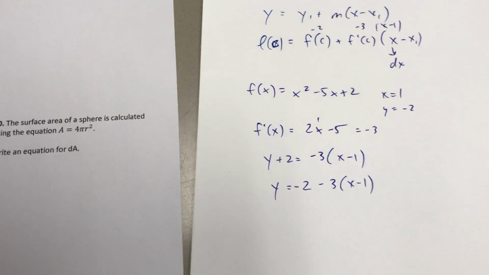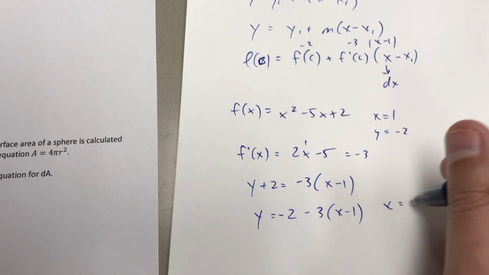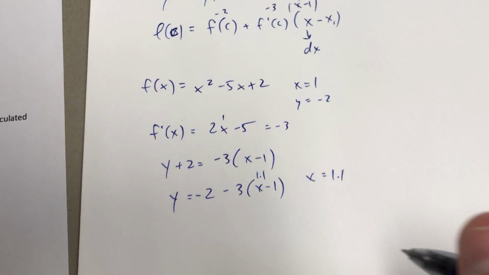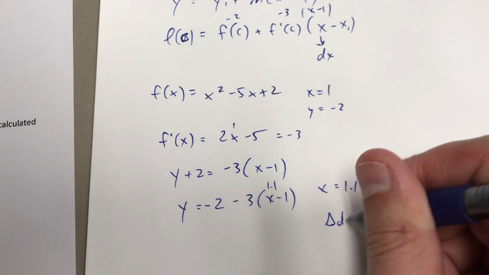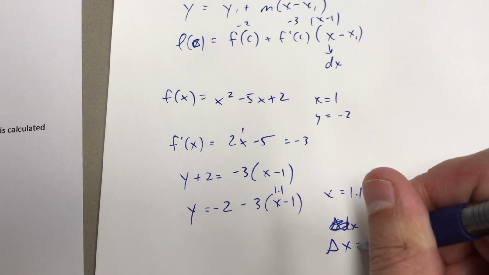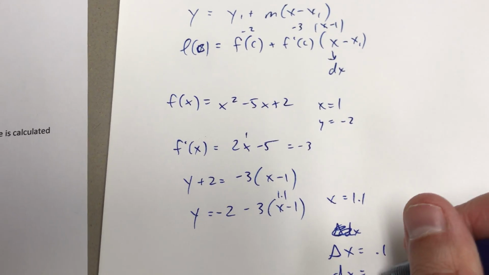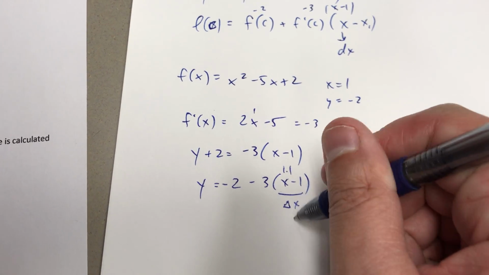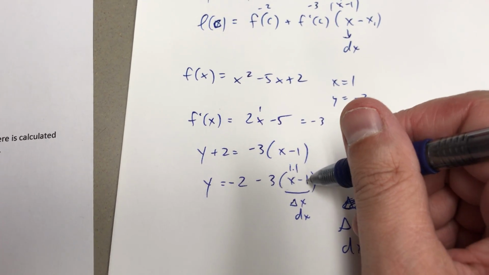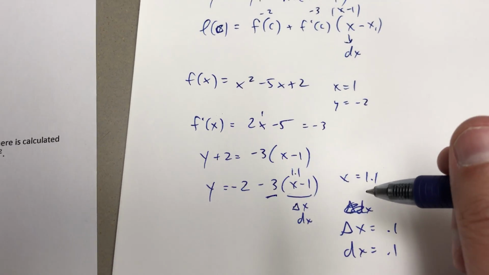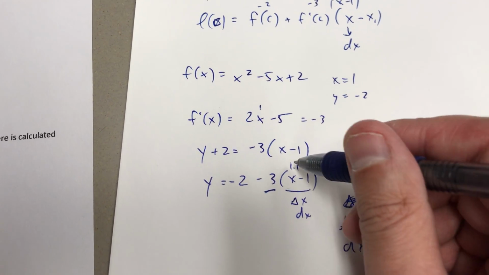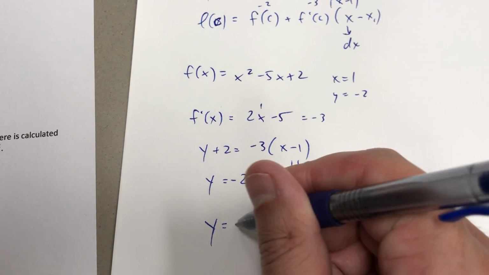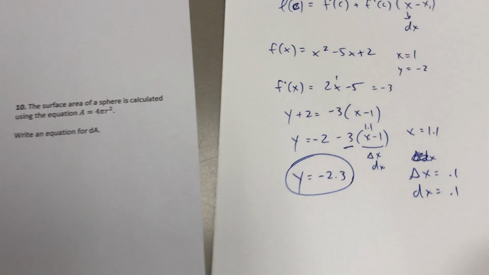Anyway, in this particular case, it asks us to estimate f at x equaling 1.1. So we can put a 1.1 in here, okay? The change in x, by the way, delta x or dx is just going to be 0.1, right? Because we're going from 1 to 1.1. So basically this is delta x or dx. 1.1 minus 1 is 0.1. If your change in x is 0.1 and your slope is negative 3, you would expect to drop by 0.3. So that would give us negative 2.3 as our estimate, okay?